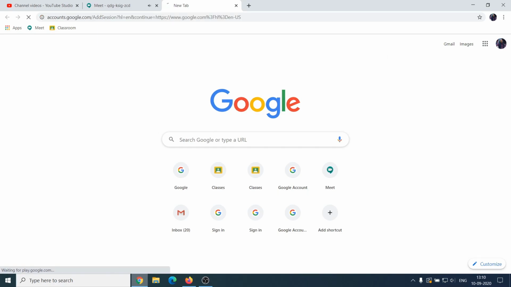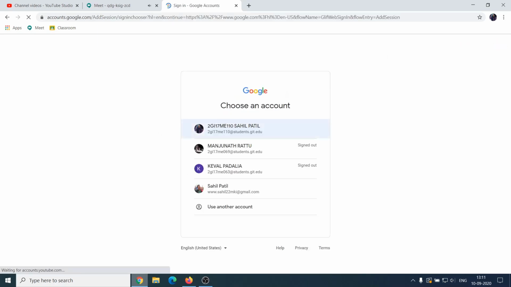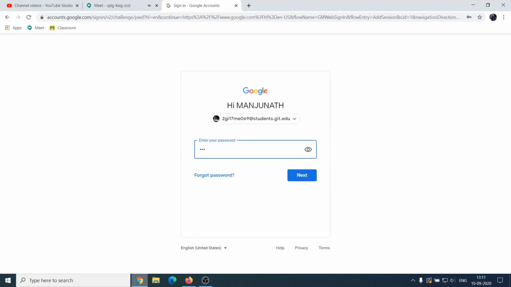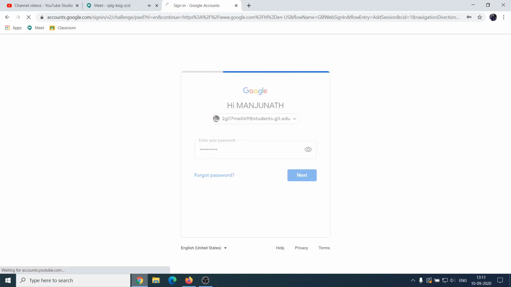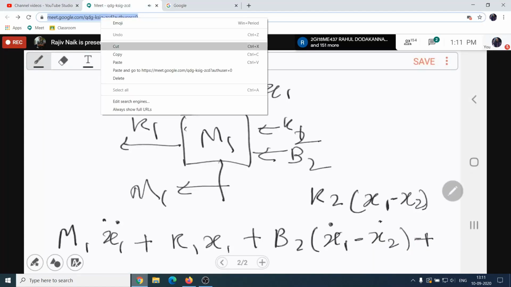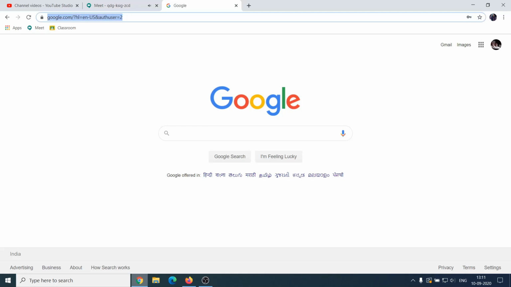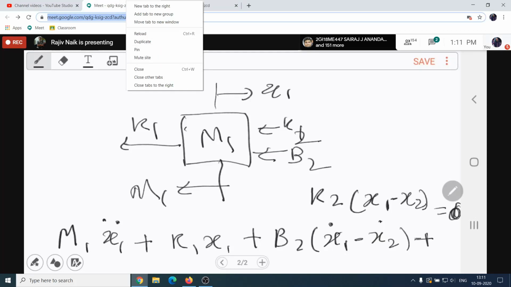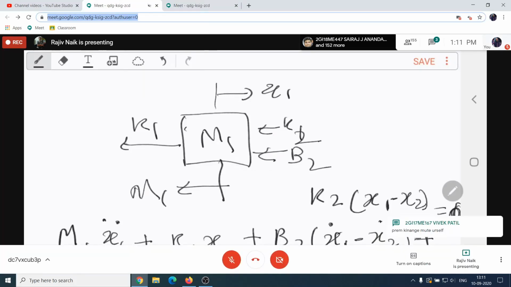Okay, sir. Then the next term will be, plus, I will write it at the top because there is no space here. It is K2 into displacement. For mass M1, I will write x1 greater than x2. That's why x1 minus x2. So for the whole thing, there is no force acting on this, hence it is equal to 0.